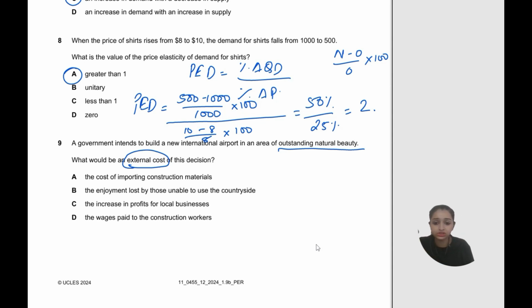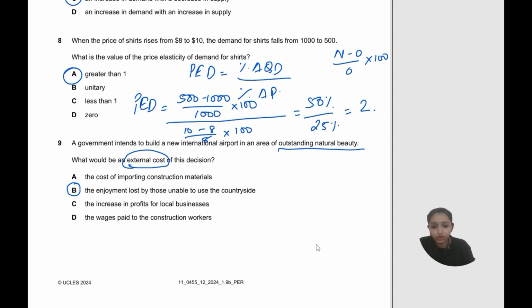Let's look at the options. The cost of importing construction material is not an external cost. The enjoyment lost by those unable to use the countryside. Now, this is an external cost, right? Because a lot of people travel to the countryside over the weekends. Why? Because they want to relax. Now, that enjoyment will be gone because they are building a new international airport there.